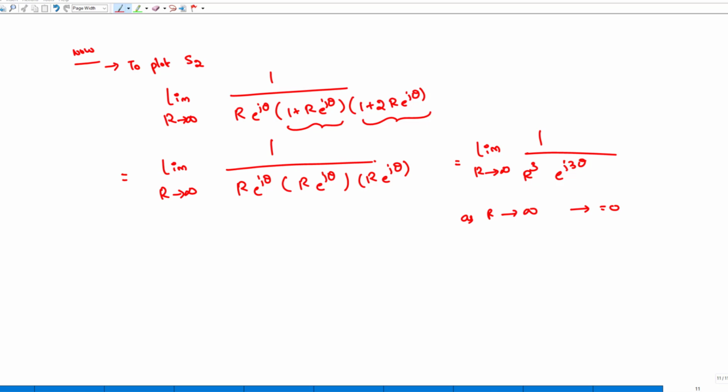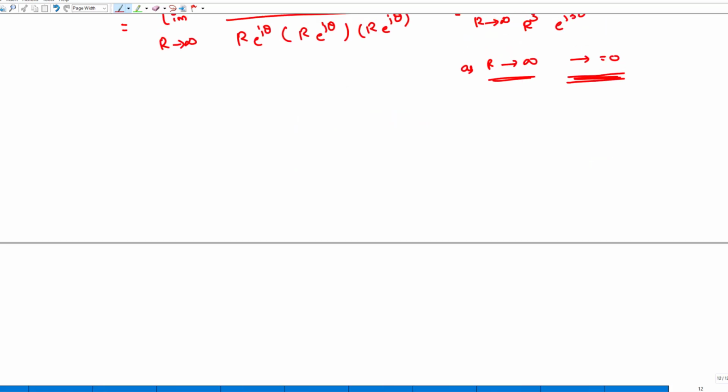When the radius is tending to infinity, the number of encirclements can easily be found from this value here. As r is tending to infinity, 1 by infinity is tending to 0. That is most important. So when θ is varying from plus π/2 to minus π/2, this value is becoming 0.